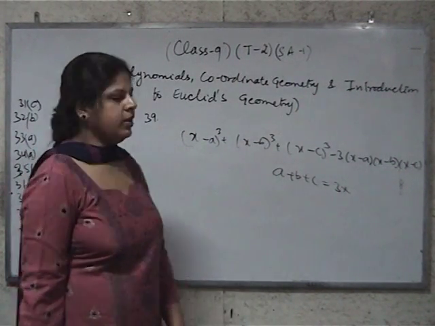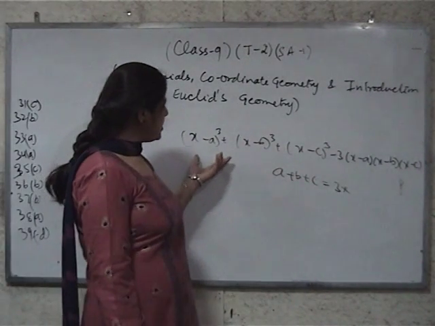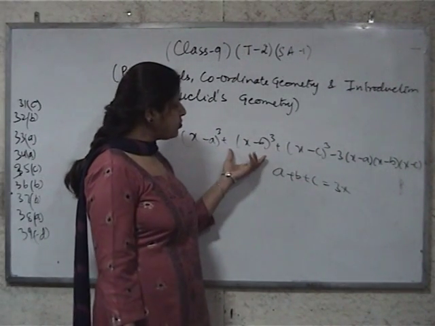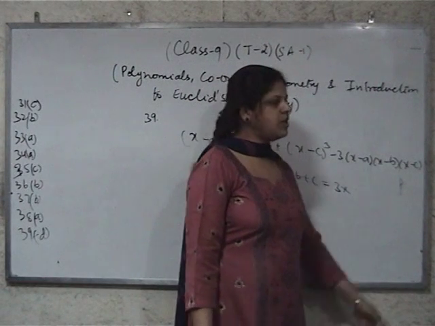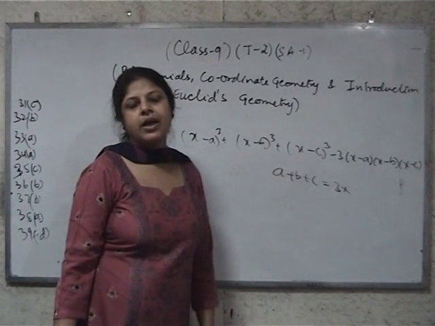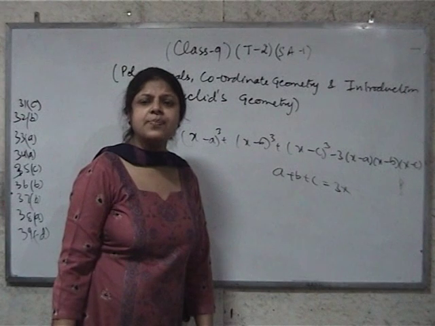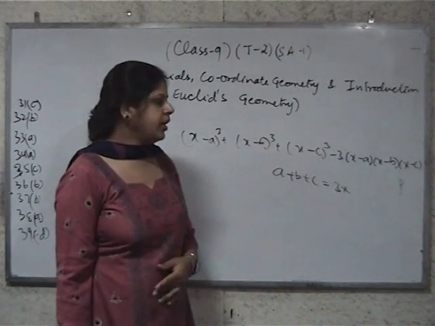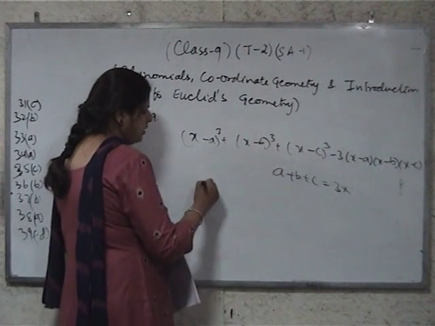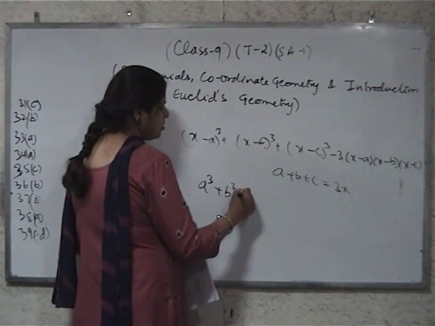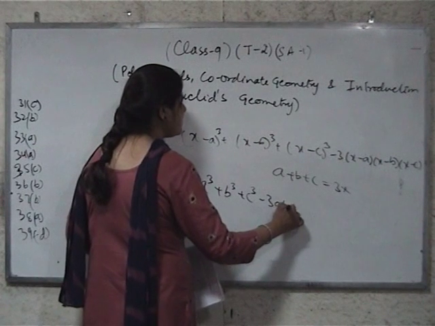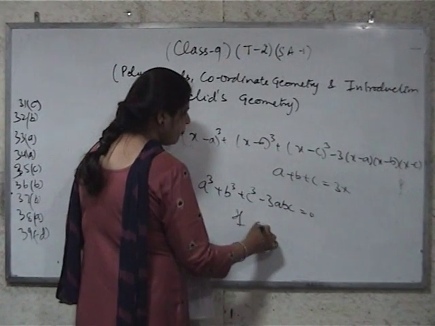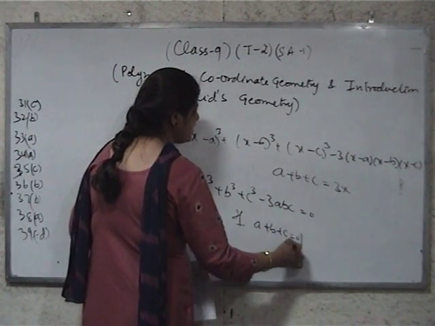What we can do here, see, if you look at the expression, it is of the form a cube plus b cube plus c cube minus 3abc, right? And we know this becomes 0 if a plus b plus c is 0. That is, a cube plus b cube plus c cube minus 3abc is 0 if a plus b plus c is 0.